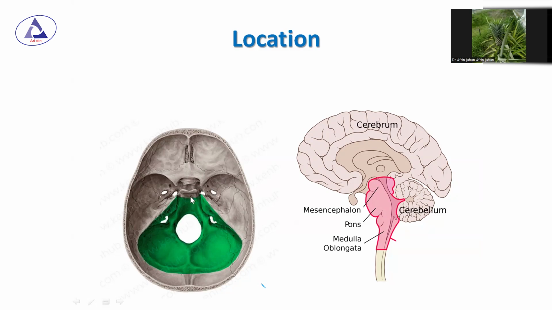At the clivus, brainstem is located. Here, midbrain, pons, and medulla oblongata are located. Behind the foramen magnum, this portion contains the cerebellum. That means posterior cranial fossa contains brainstem and cerebellum.